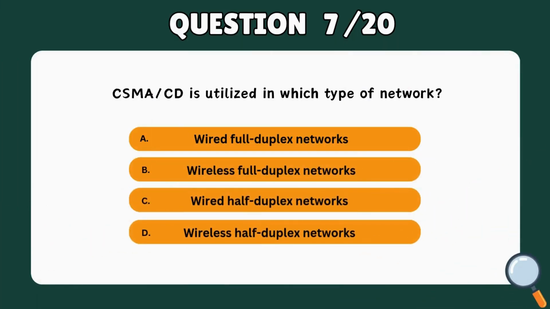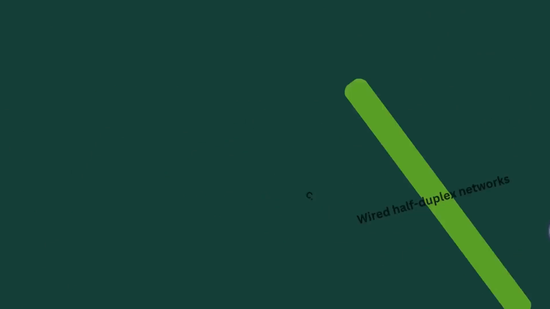Question 7. CSMA/CD is utilized in which type of network? A. Wired full duplex networks. B. Wireless full duplex networks. C. Wired half-duplex networks. D. Wireless half-duplex networks. Correct answer: C. Wired half-duplex networks.